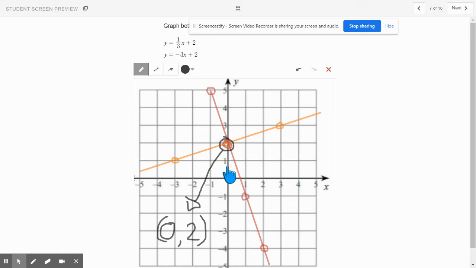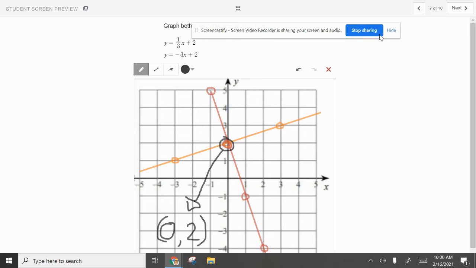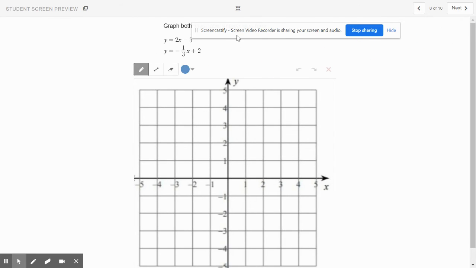And actually, that's our y-intercept, right? Notice these both share a y-intercept. So that's why that happened. The next couple won't do that. This one was kind of easy. But this is a perfect way to show your answer. All right, let's try this one out.